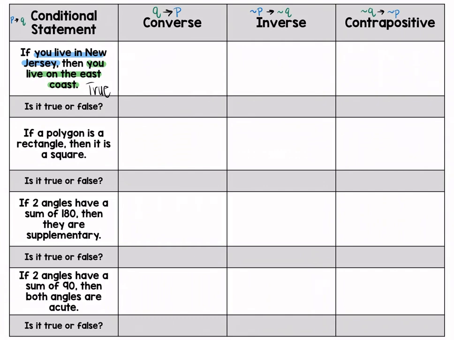Now, just because the conditional statement is true doesn't mean the other statements, when they get rearranged, are also true. Sometimes when you rearrange the statement, it changes the meaning, right? How you say things changes the meaning of what you're saying, and so it'll flip it. So if you live in New Jersey, then you live on the East Coast. P is you live in New Jersey. Q is you live on the East Coast. So the converse is if Q, then P.